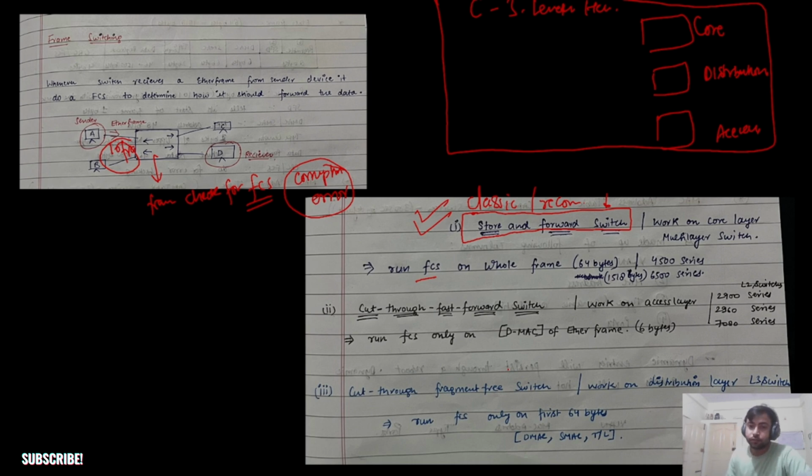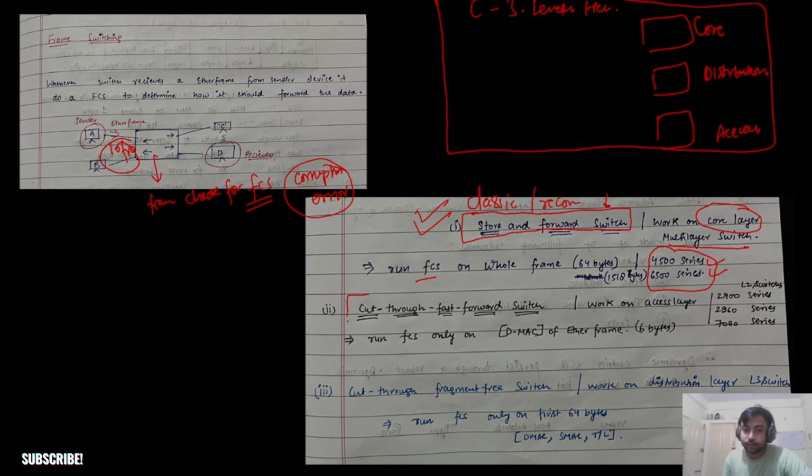If it is a store and forward switch, it works on the core layer because, as I said, it is classic. It's a multilayer switch and can be Layer 3 also. It runs the frame check sequence on the whole frame, like all the frames. The Cisco switch series will be 4500 and 6500.